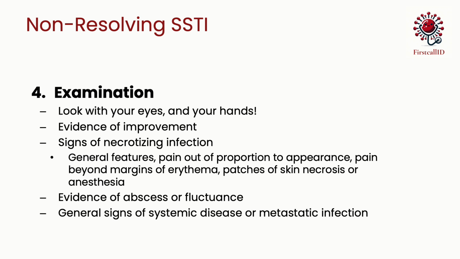For me, things that I specifically look for and will comment upon: pain out of proportion to the appearance, pain beyond the margins of the erythema, any patches of skin necrosis, or any patches of anesthesia. Also feeling the texture of the tissue: in some types of necrotizing soft tissue infections, the limb will have almost like a wooden type of feeling to it. You might even also feel some crepitus. We'll also palpate for any evidence of fluctuance or abscess. And overall, we'll look for any evidence of systemic manifestations of infection or metastatic foci of infection.